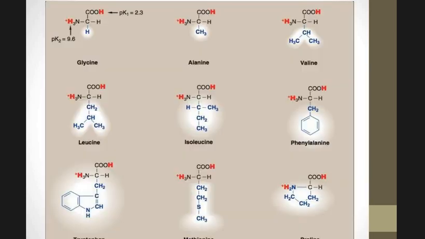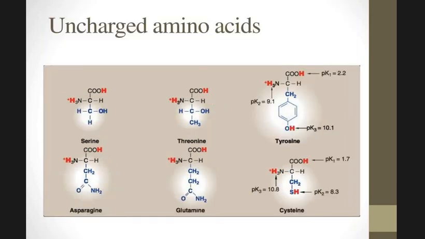These are all non-polar amino acids, including glycine, alanine, valine, leucine, isoleucine, phenylalanine, and many more. Here you can see uncharged amino acids named serine, threonine, tyrosine, asparagine, glutamine, and cysteine. Basically, these amino acids have zero net charge at neutral pH, so that's why they are called uncharged amino acids.